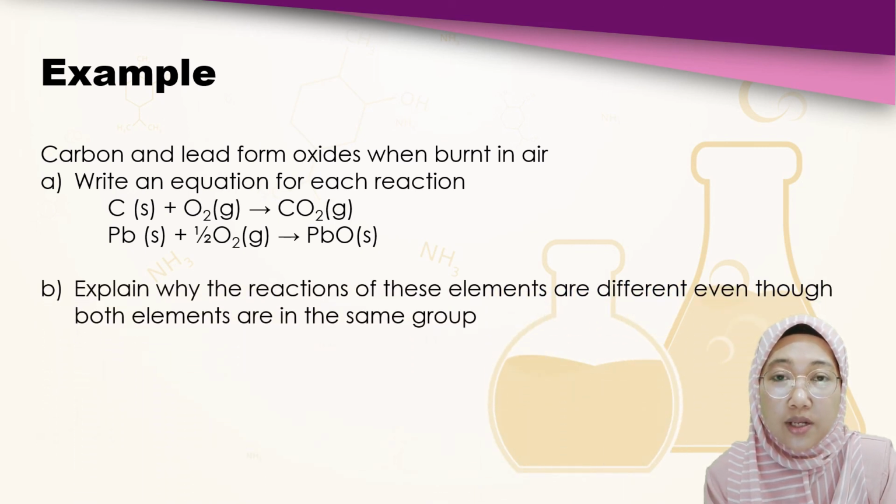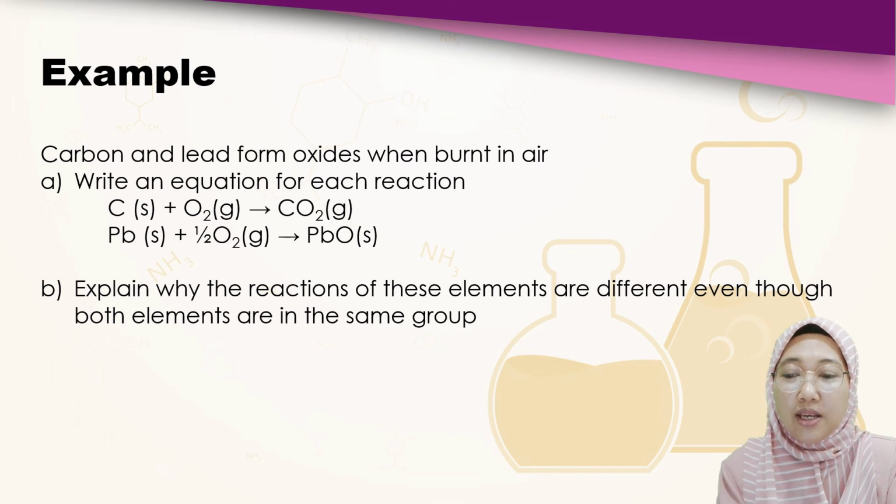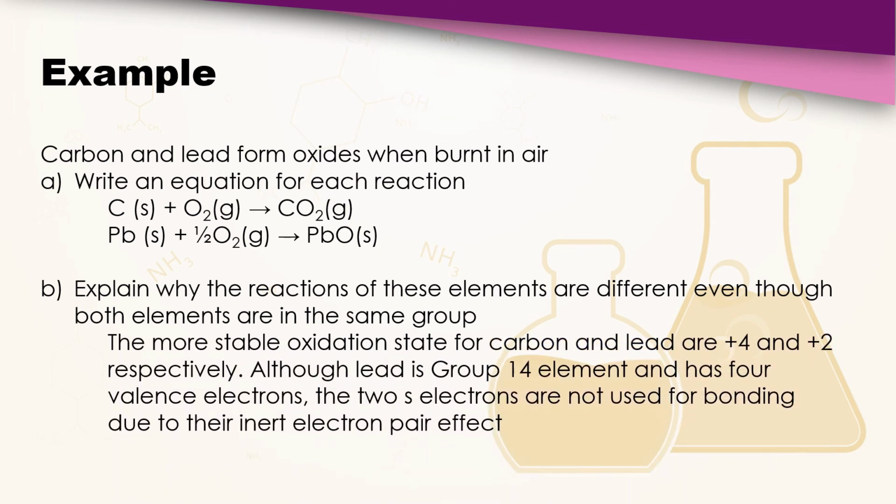Explain why the reaction of these elements are different even though both elements are in the same group. Okay, so the answer is the most stable oxidation state for carbon and lead are +4 and +2 respectively. Although lead is group 14 elements and has 4 valence electrons, the 2s electrons are not used for bonding due to their inert pair effect.